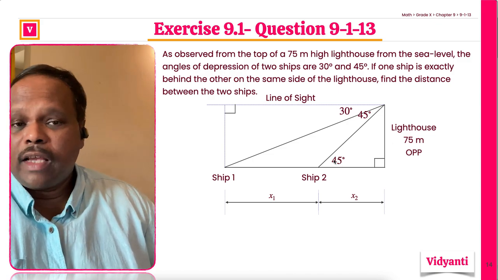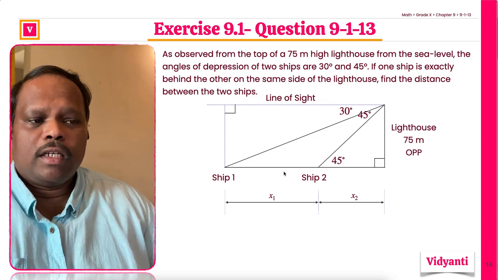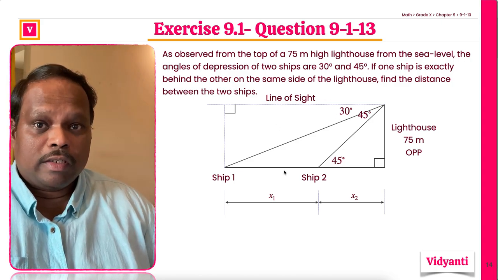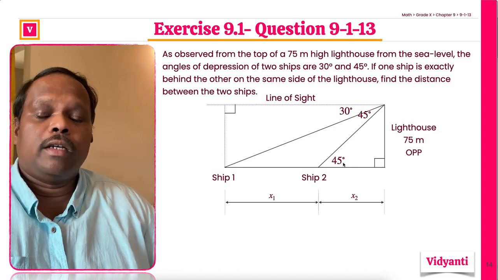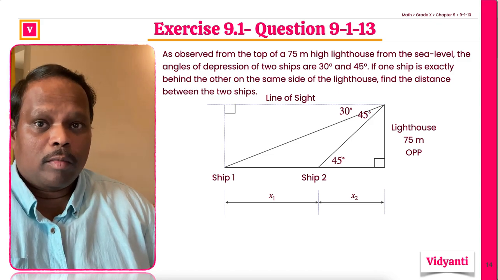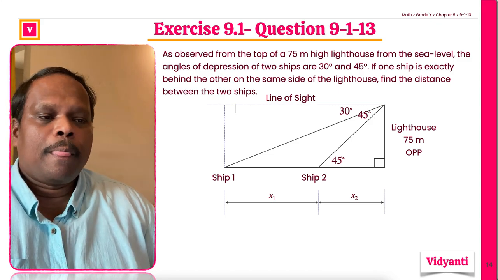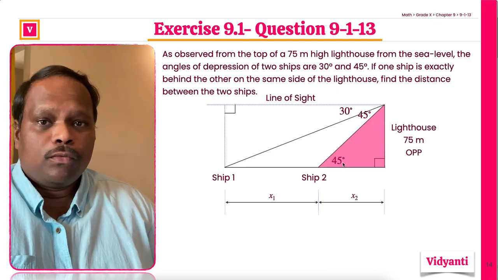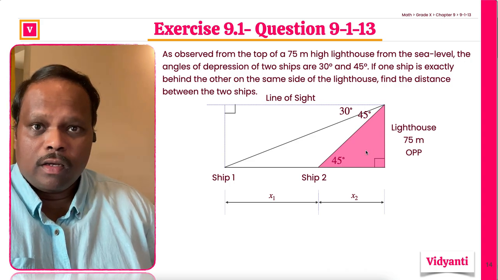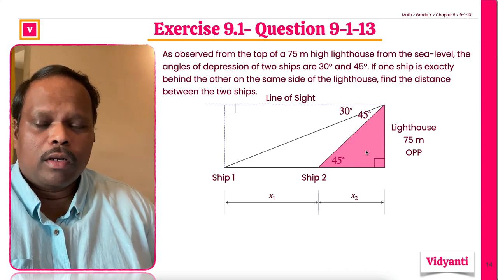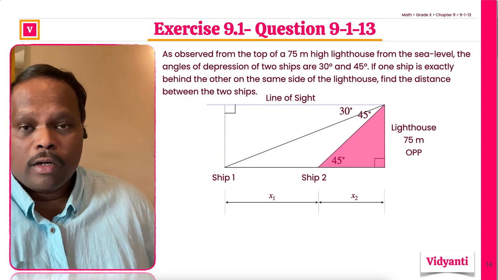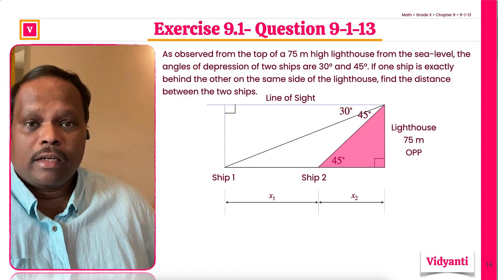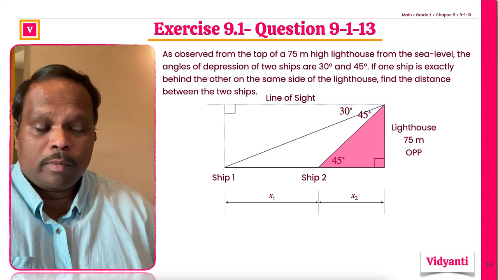Now, why is this angle 45 degrees? Because this line of sight is parallel to the sea level. So this angle 45 will be the same as this 45 degrees, alternate interior angles created by a pair of parallel lines. Now, we are going to first consider this right angle triangle. Remember, it's always advisable to consider the triangle which is smaller or closer to the right angle. That should be your first reference.